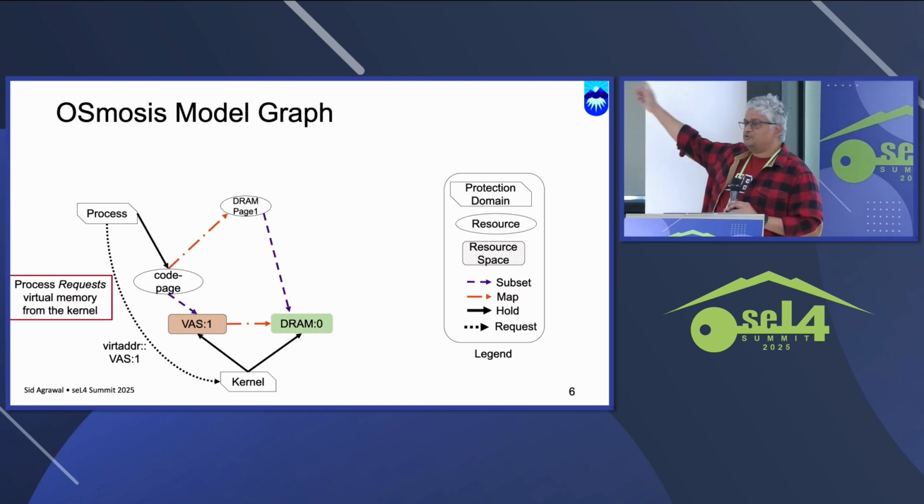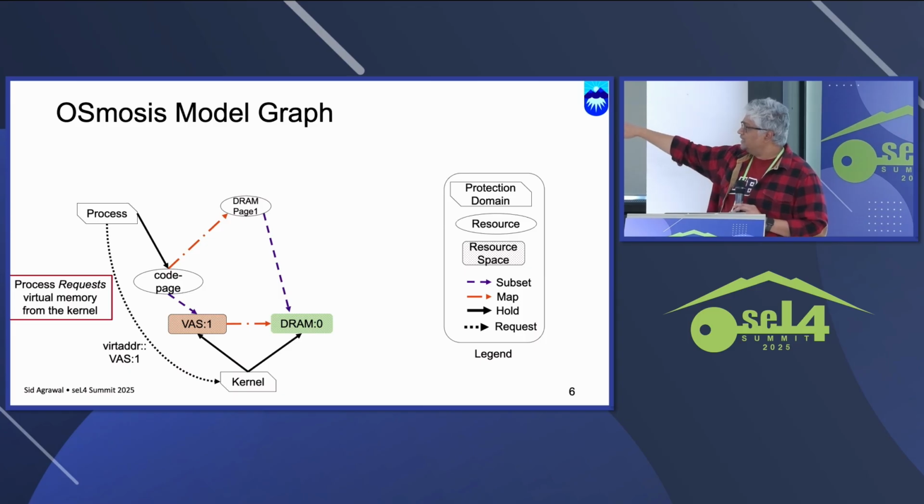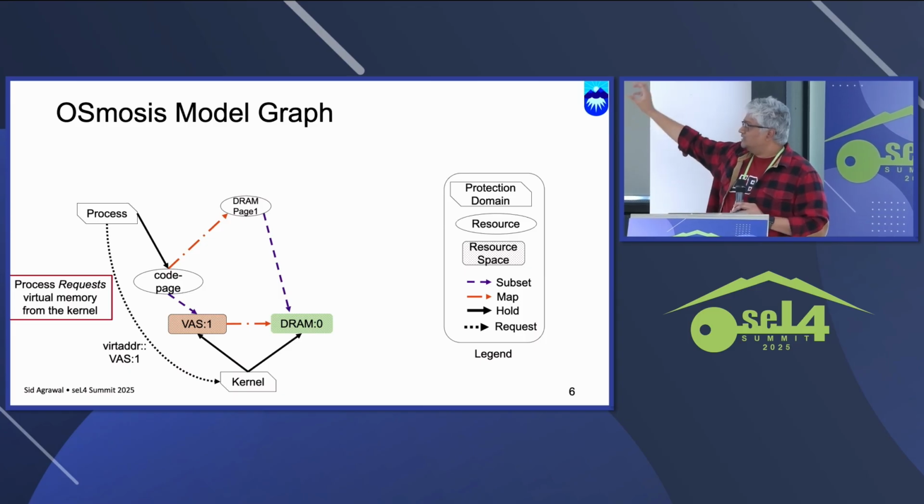Resources also map to other resources. So a virtual memory page maps to some DRAM page. That DRAM page is a resource, which again maps to a resource space. So it is a subset of a resource space.